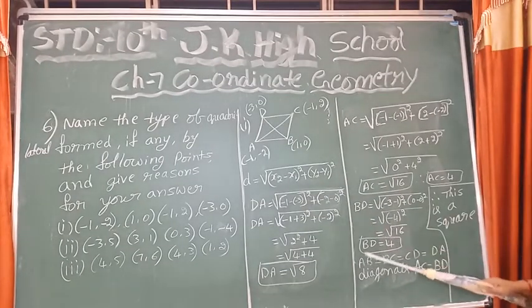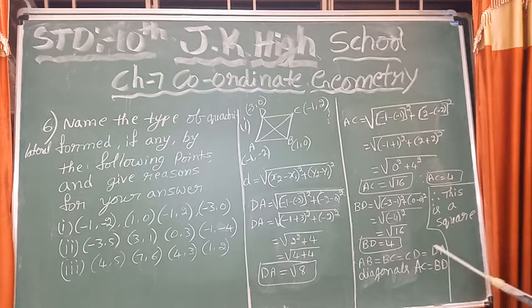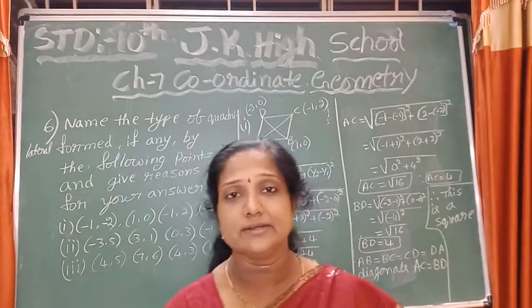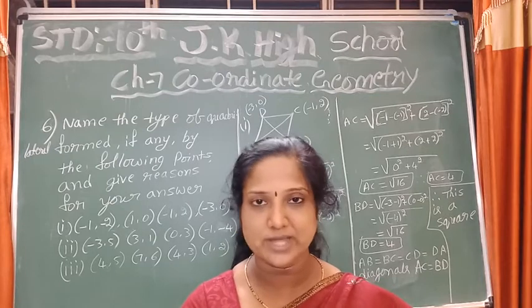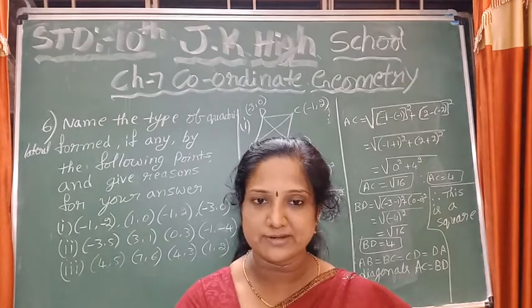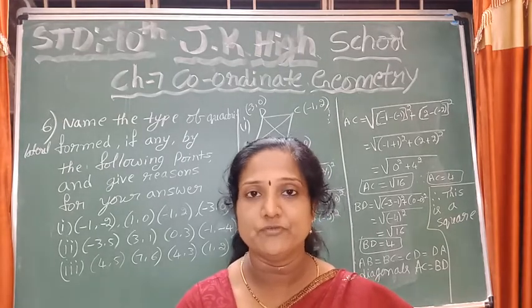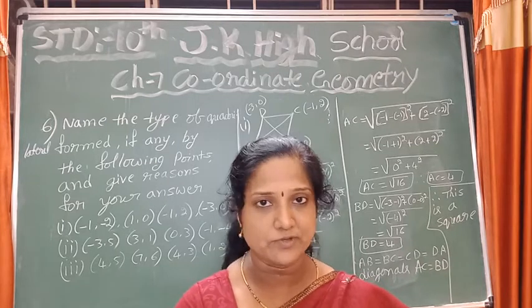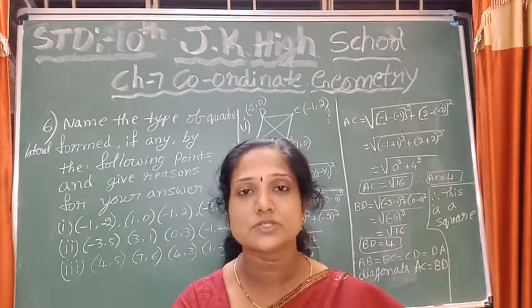So by observing all this, all 4 sides in this quadrilateral are equal and the 2 diagonals are also equal. So which type of quadrilateral contains all 4 sides equal and 2 diagonals equal? That is a square, children. You should know the properties of quadrilaterals: in a quadrilateral, if four sides are equal and two diagonals are equal, we say that quadrilateral is a square. So the given four coordinates form a square, first one.